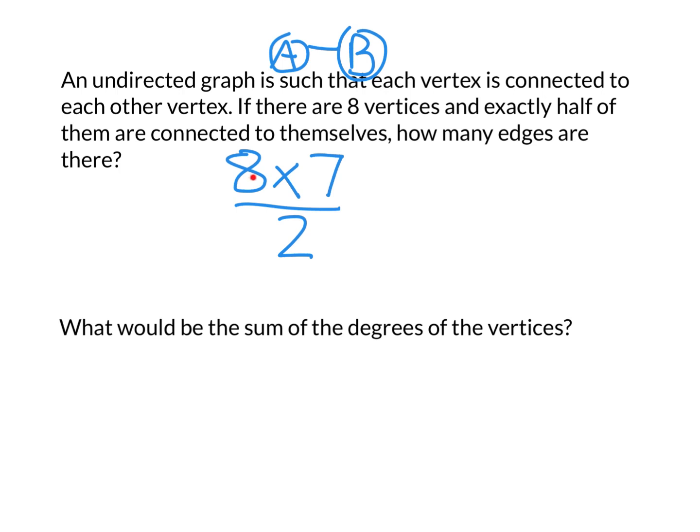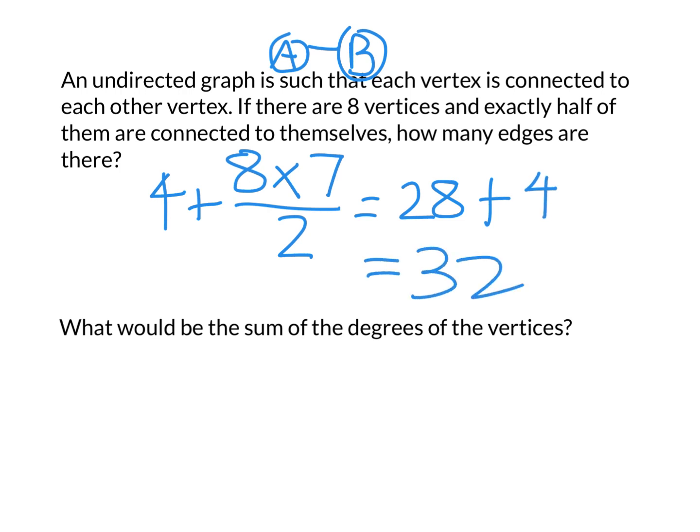So it's just the number of vertices times the number of vertices minus 1, divided by 2. So there are going to be 28 edges in total from each vertex to a different vertex. However, we're also told that half, so 4 of these vertices, are connected to themselves. So there'll be 4 extra edges from vertices to themselves. So the total number of edges is just going to be 28 plus 4, which is 32.